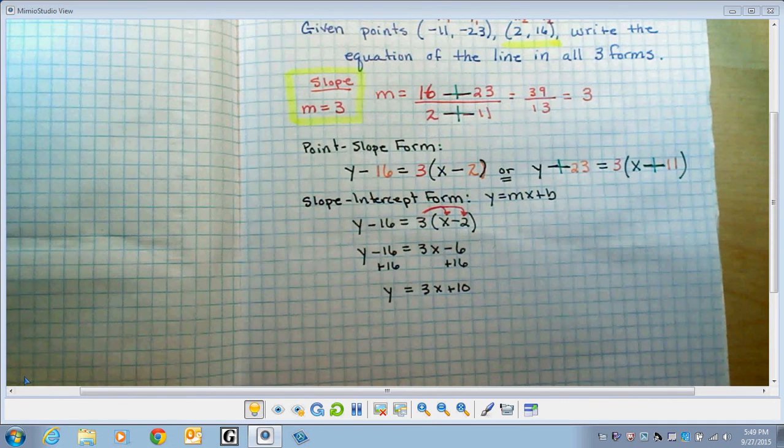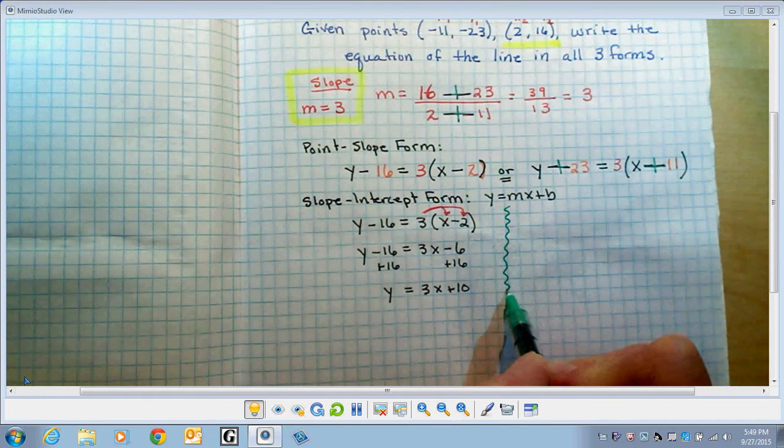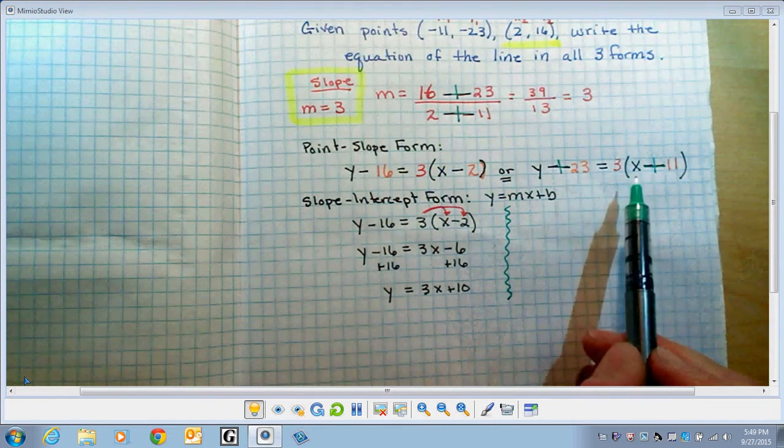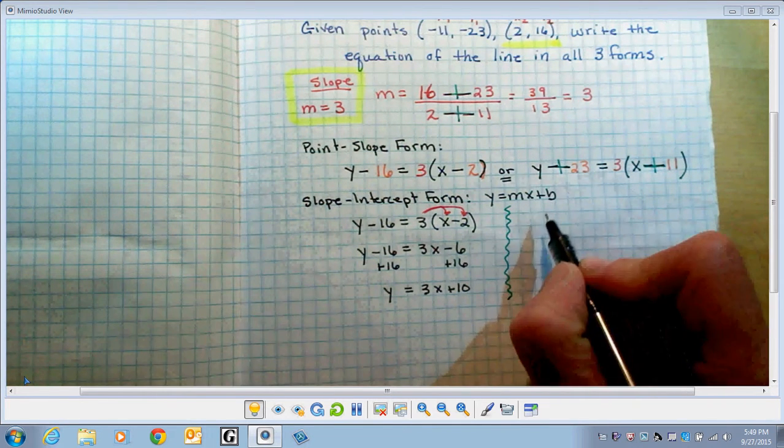Okay, so I told you that this equation and this equation are the same. So let's see if I'm telling the truth. So what I'm going to do is I'm just going to do this like little squiggly line down here, because we're going to look at this side, and it should come out to y equals 3x plus 10, unless I somehow made a mistake. Okay, so I'm going to copy this down.